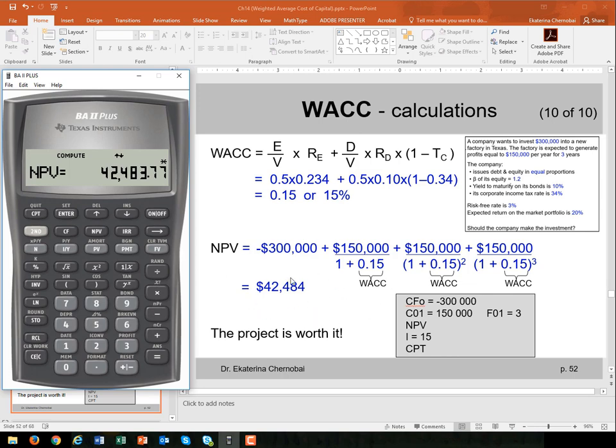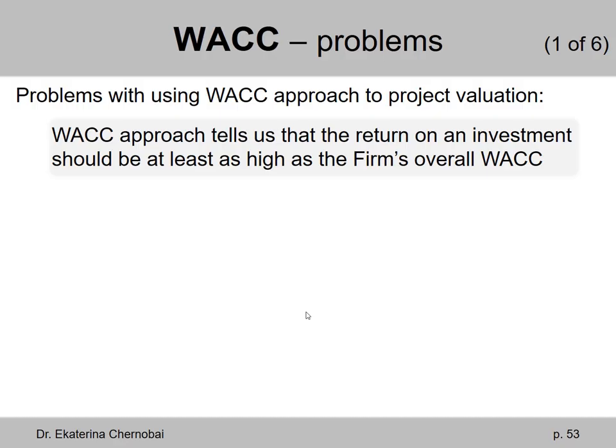And now let's interpret this result. Because the net present value is above $0, the project is worth it. Now let's look at some issues with the weighted average cost of capital. To be precise, we are looking at the problems with using the weighted average cost of capital as the discount rate for any new investment project that a firm may be considering.